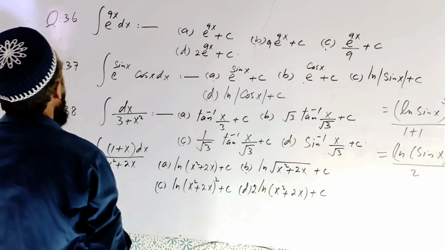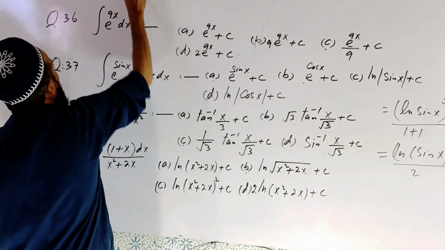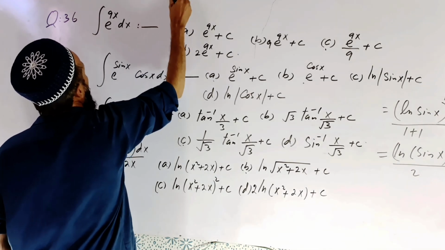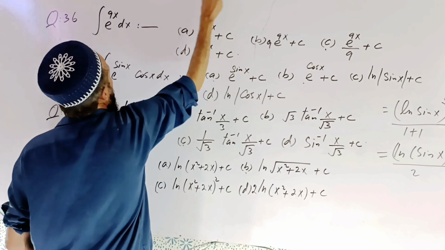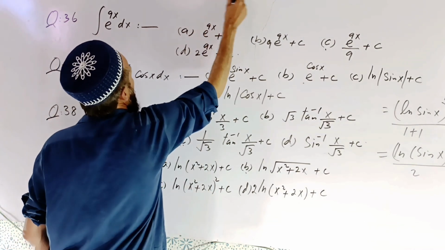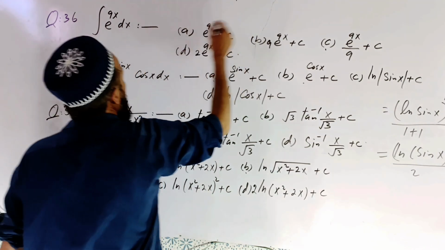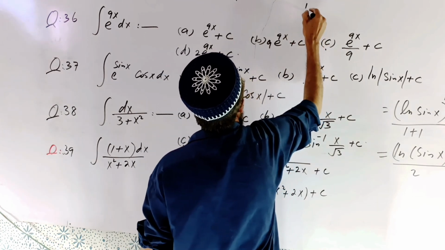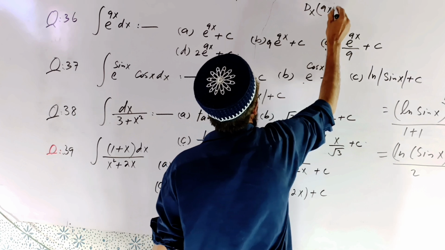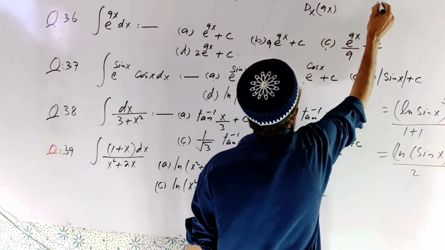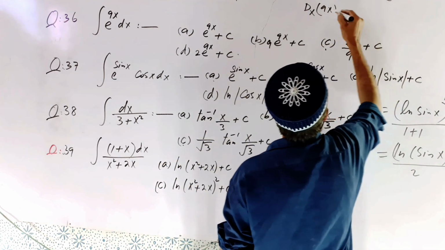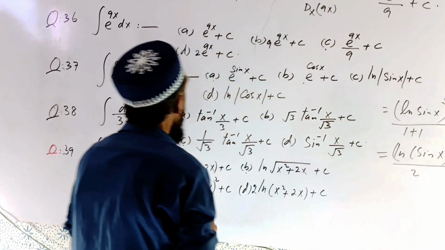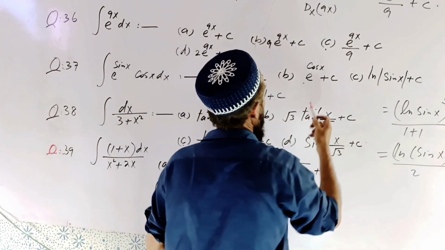Now the integral of e to the power 9x. As we know, according to the rule, the integral of e to the power x dx gives e to the power x and further the derivative of x, plus c. So e to the power x and the derivative of x is equal to 1, plus c. Similarly here we use e to the power 9x divided by the derivative of 9x, plus c. Here the derivative of 9x we get 9, plus c. Now we check the answer here. Option C is the correct option.